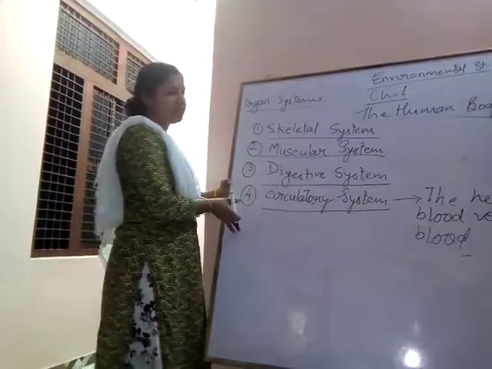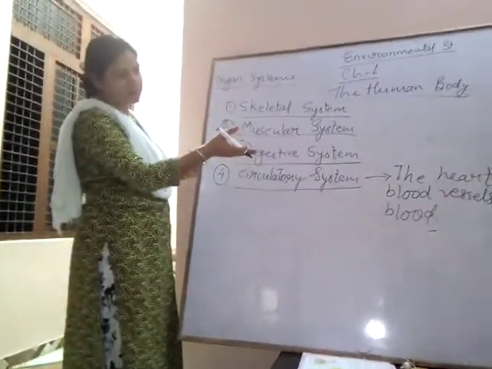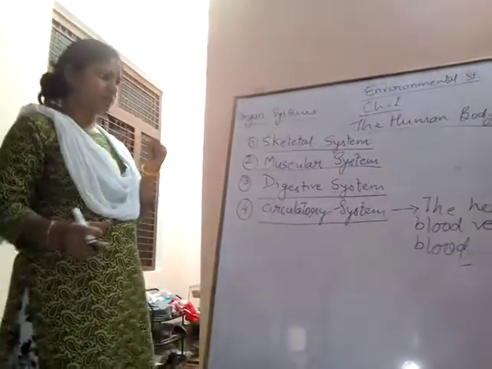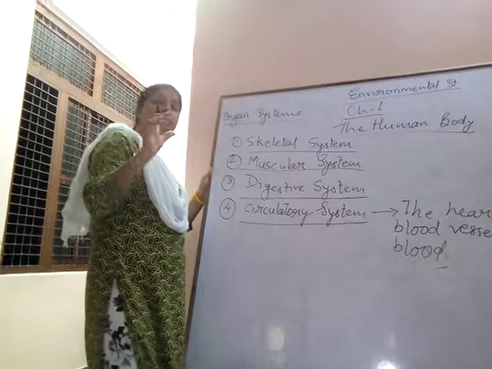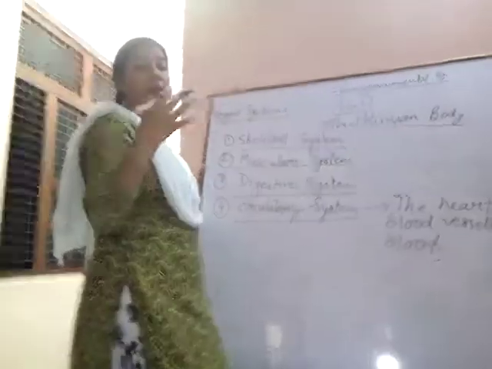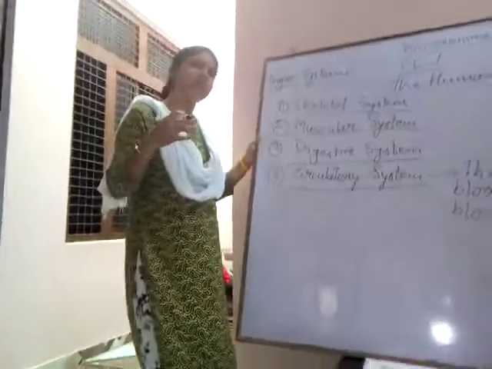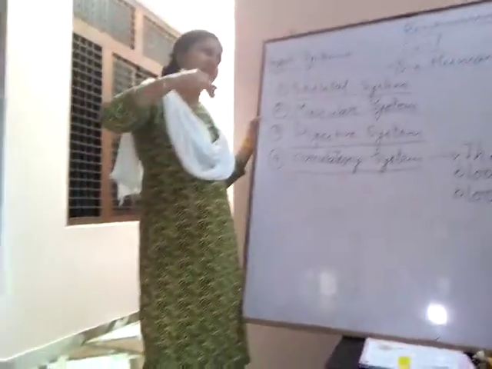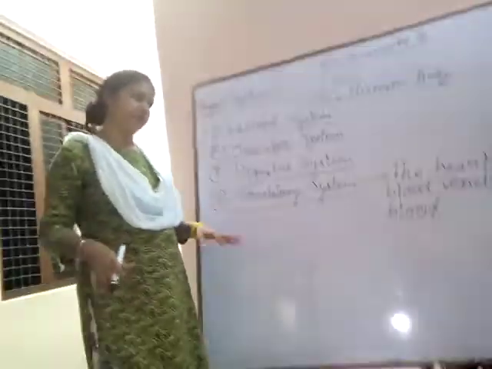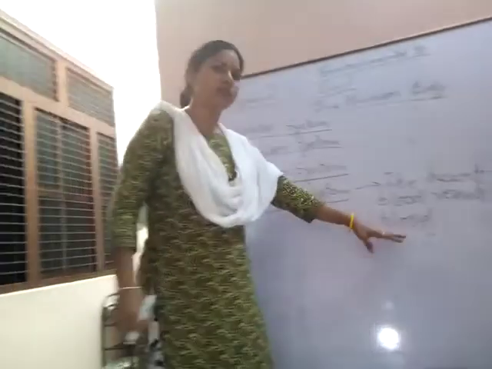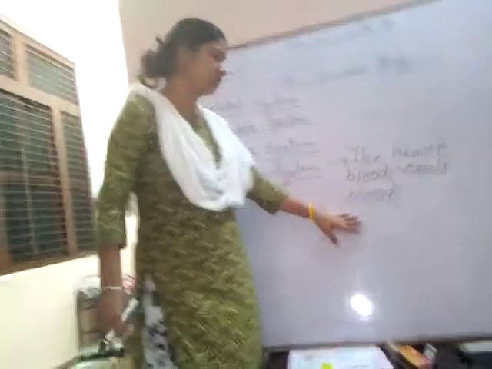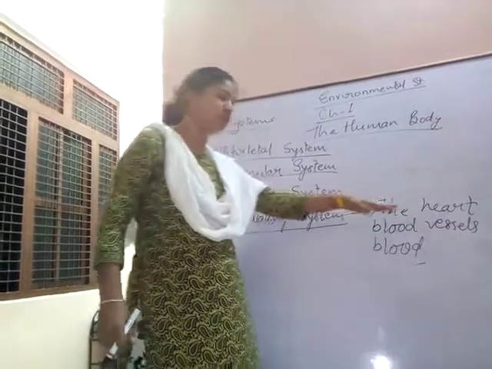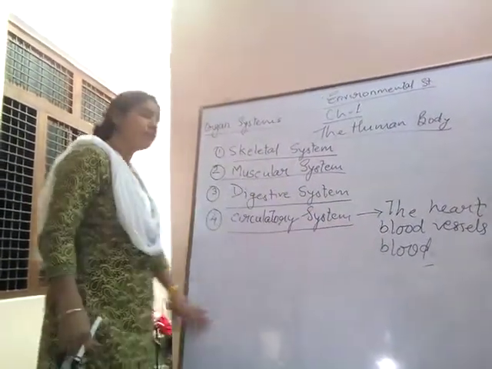See, once our heart pumps our blood, that blood carries the digestive food and the oxygen, and it is sent through the blood vessels to all over the body. So this blood carries digestive food and oxygen, which is sent through the blood vessels to all over the body.